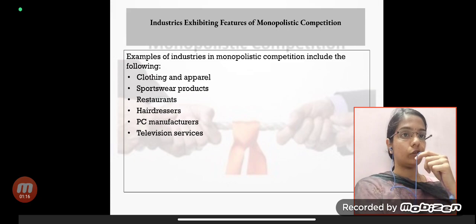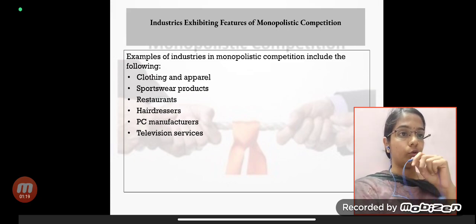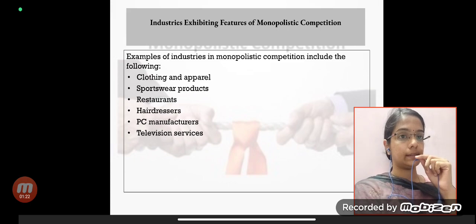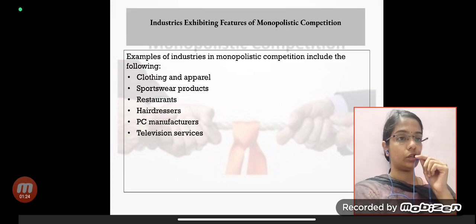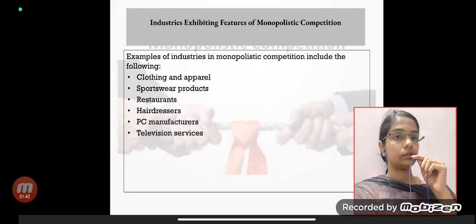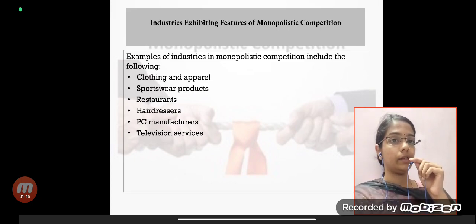Industries exhibiting features of monopolistic competition. So we know that monopolistic competition means the product produced is the same but it is differentiated among different companies. So what are the examples of these? Clothing and apparel. Clothing is the product that is produced by different companies but the clothing is similar. Sportswear products, restaurants, in every restaurant the foods are served, hairdressers, PC manufacturers and television service. So these are the common things but they are differentiated among different companies.